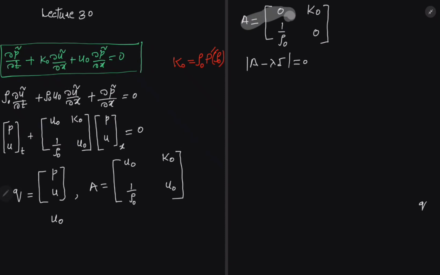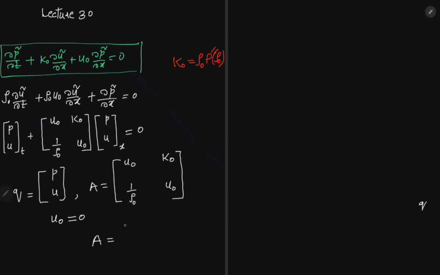So I actually erase this matrix, and we just need to focus on when u naught is equal to 0, then the A matrix is 0, K naught, 1 over rho naught, and 0. So this is the case for stationary gas.